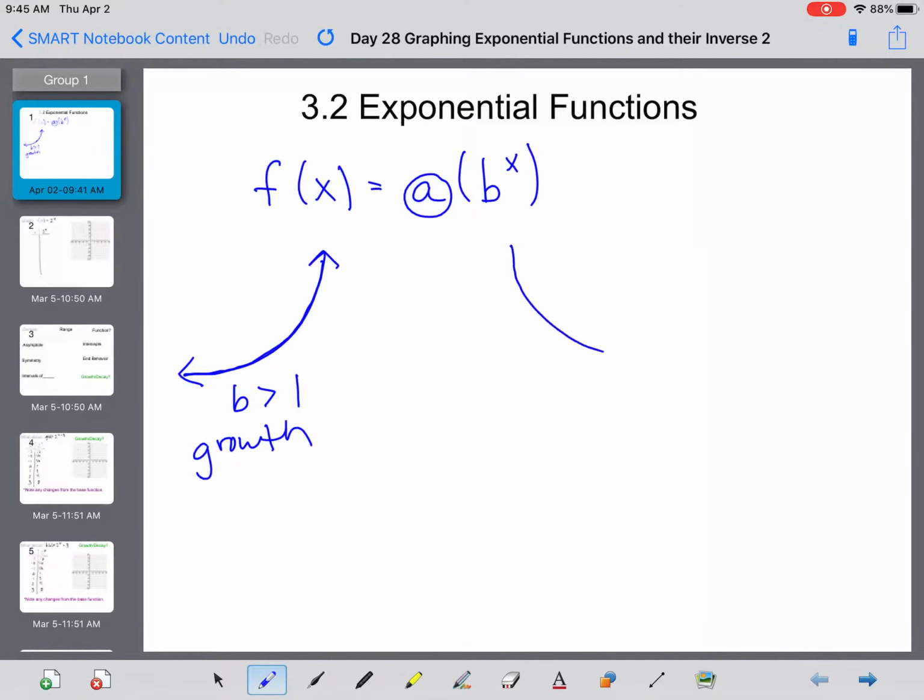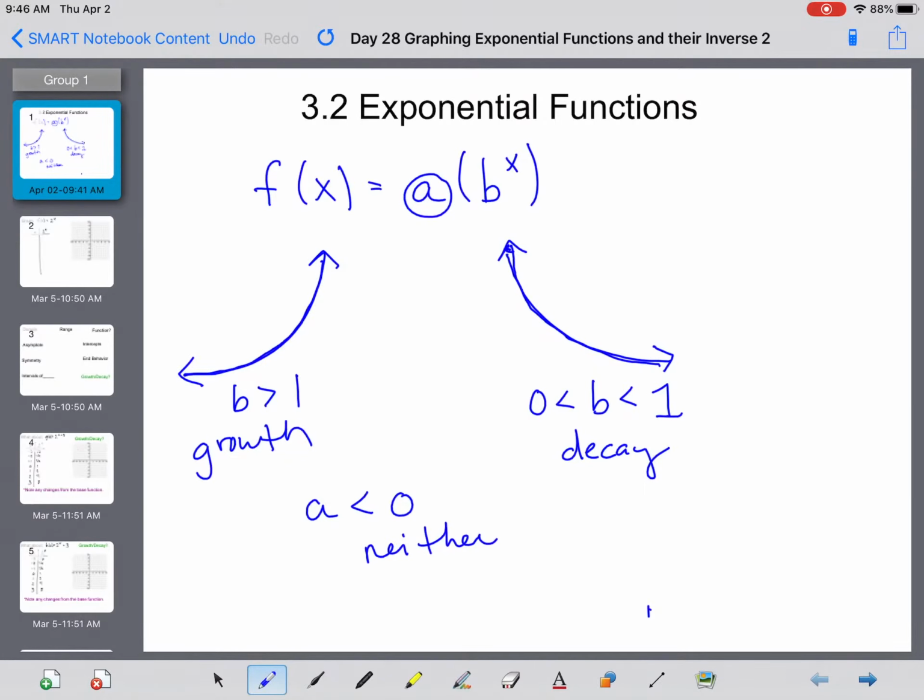Now, if your x values are getting bigger as your y values are getting smaller, meaning you're going to have a b value somewhere between 0 and 1, this is going to give you a decay model. Okay, so you start out really, really big, and as your x values increase, your y's are getting smaller and smaller and smaller. You do have a third instance where if your a value is negative, you are going to end up with neither growth or decay.